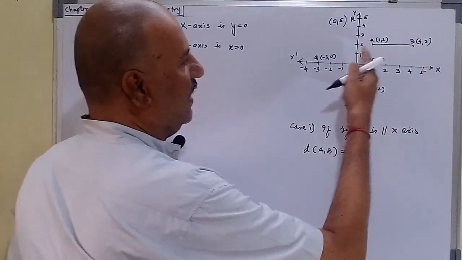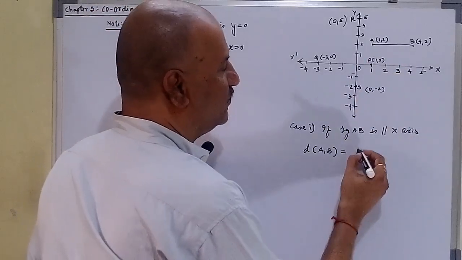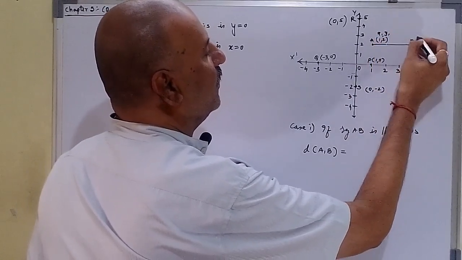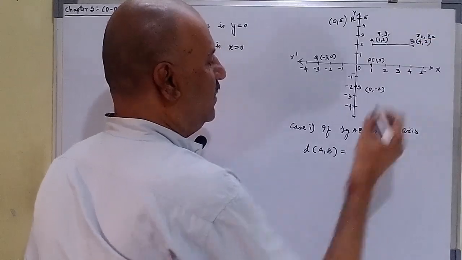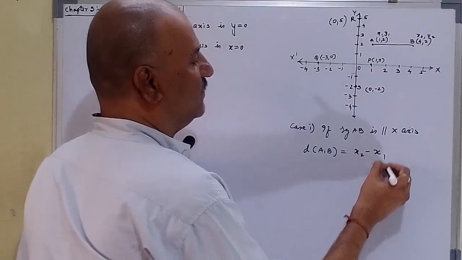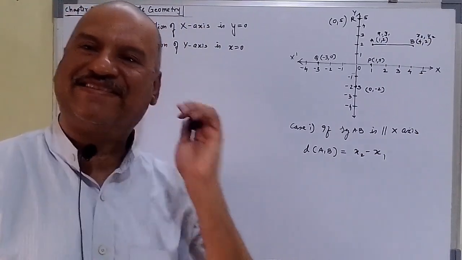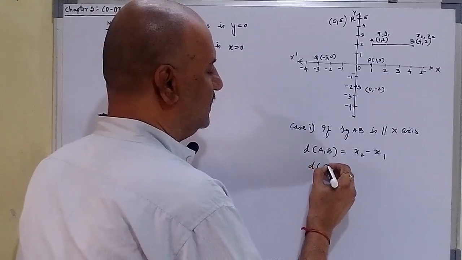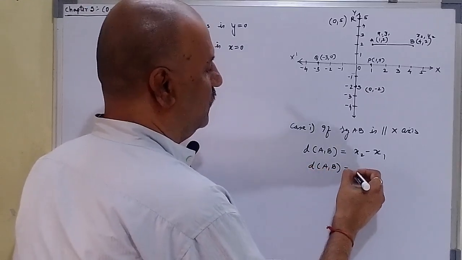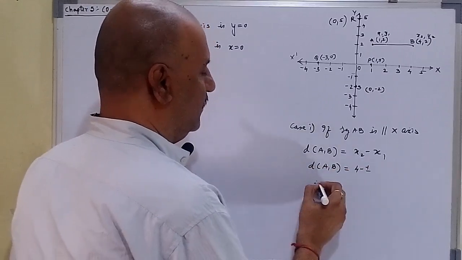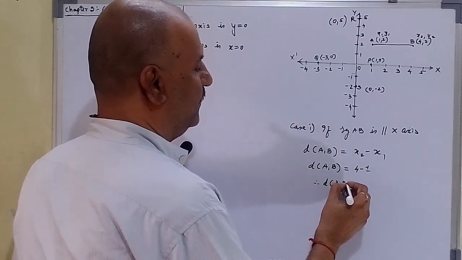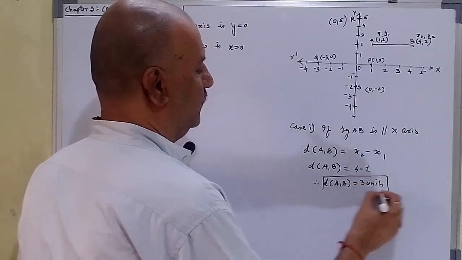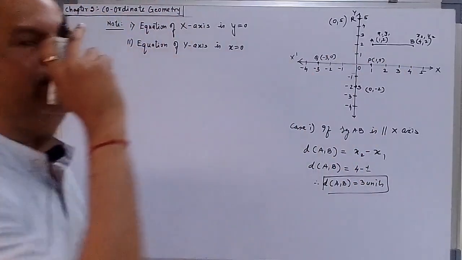इसलिए यहां distance AB has to be, समझो इसको मैंने x1 y1 लिया और इसको x2 y2 लिया. So this will be x2 minus x1, which will give me the distance between the 2 points. Therefore, distance AB will be 4 minus 1. So, distance AB will be 3 units. ध्यान से देखो, ये 3 units है.